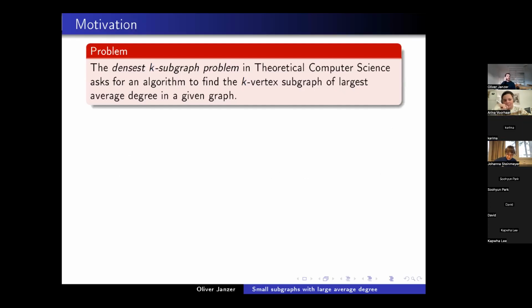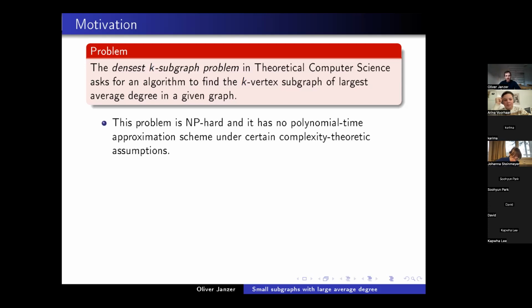Good. Perfect. So what's the motivation? One motivation comes from theoretical computer science, where it's an important problem to design an algorithm which finds the subgraph on a fixed number of vertices, say k vertices, which has the most edges. So, because the number of vertices is fixed, most edges means largest average degree. This is known to be a very difficult problem, and it's NP hard, and it has no polynomial time approximation scheme if you make some complexity theoretic assumptions.